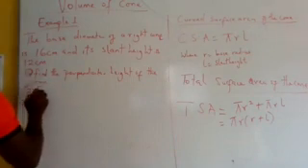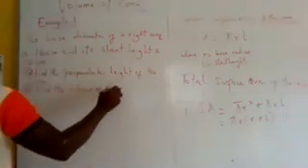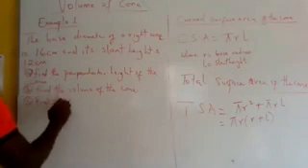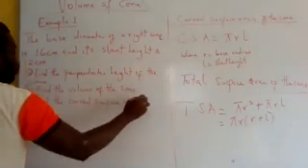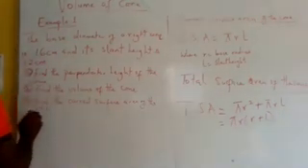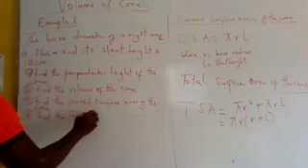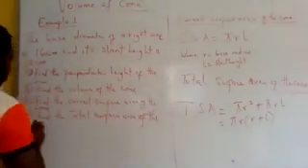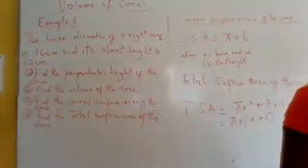And B, find the volume of the cone. C, find the curved surface area of the cone. And D, find the total surface area of the cone. Very simple question. This is a 4-in-1 question. So now, what do we do?